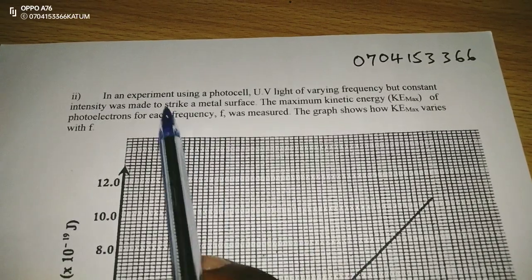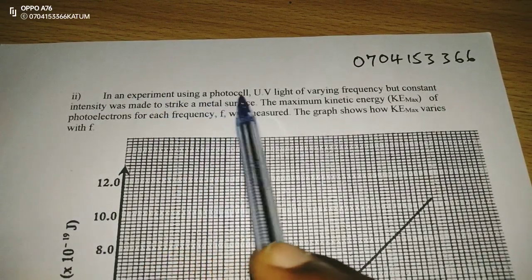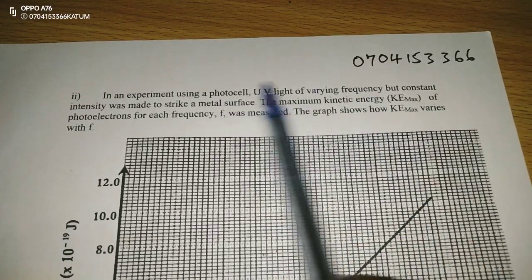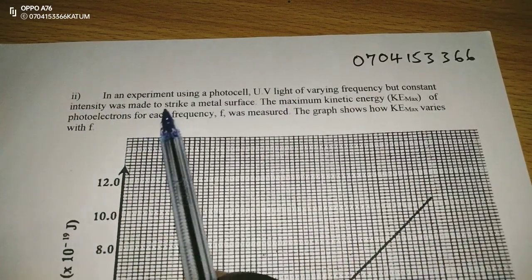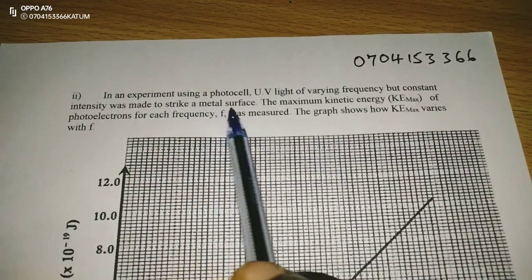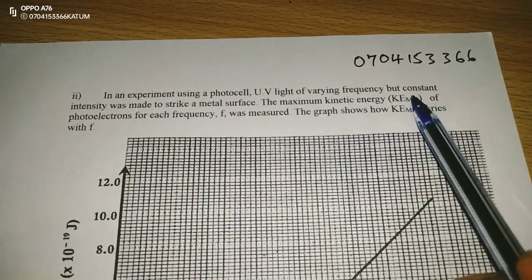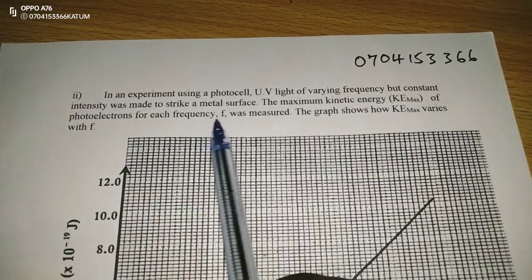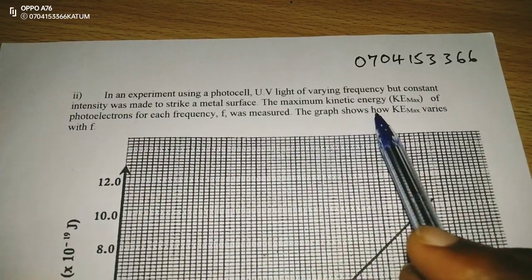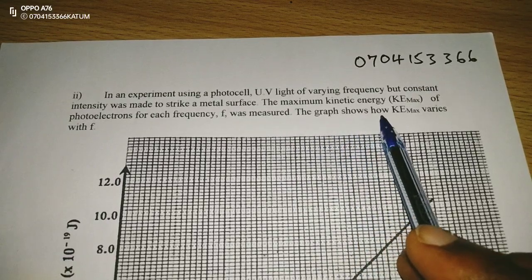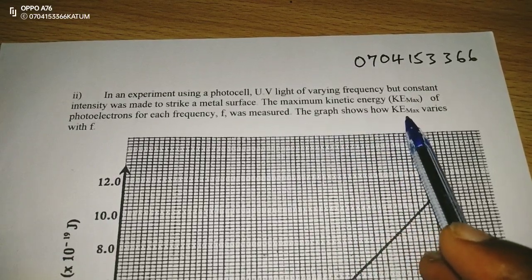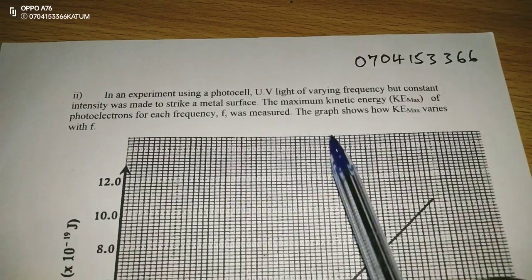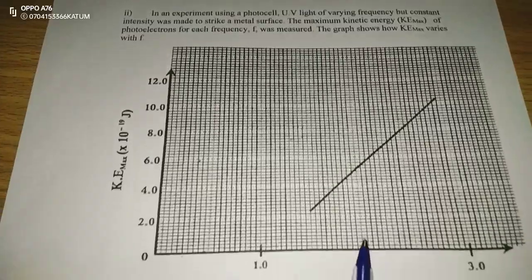We are told that in an experiment using a photocell, UV light of varying frequency but constant intensity was made to strike a metal surface. The maximum kinetic energy of photoelectrons for each frequency F was measured. Then the graph shows how kinetic energy, that is the maximum kinetic energy, varies with frequency F. Therefore, we got a graph here.